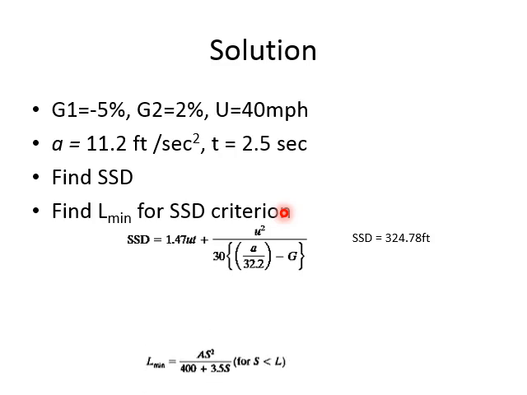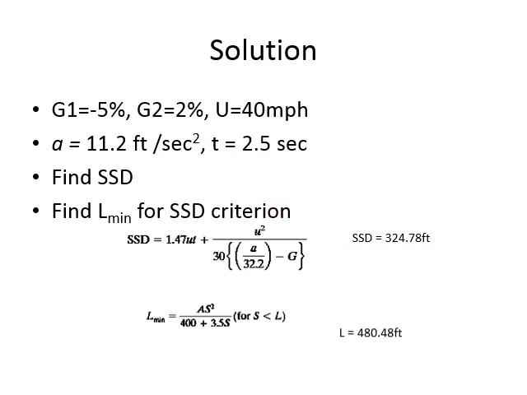So for S less than L, this is the equation for calculating minimum length of sag curve. So we have A and we just calculated S, 324.78. So you can calculate L minimum, which is 480.48 feet. So according to this criteria, I need 480 feet.